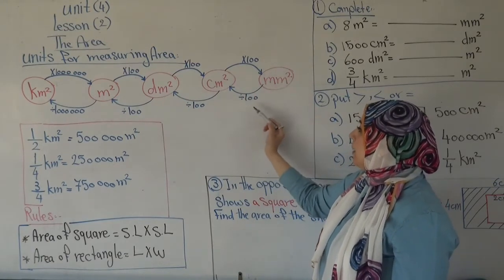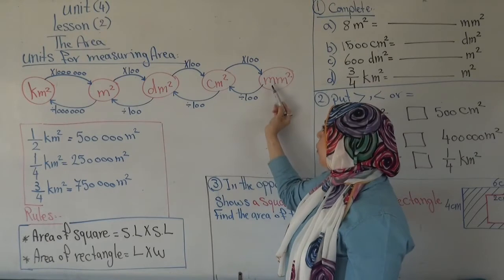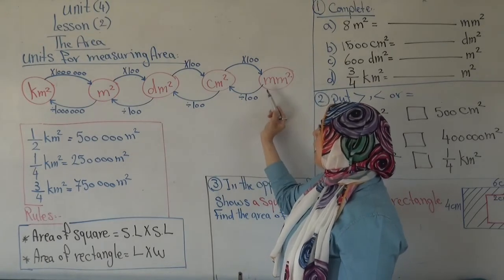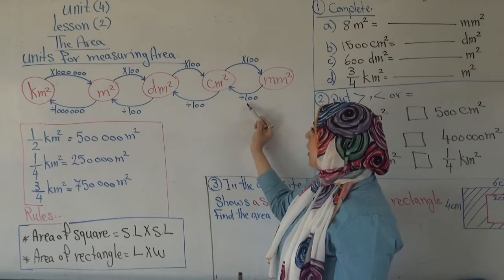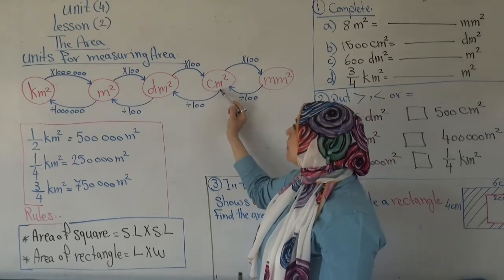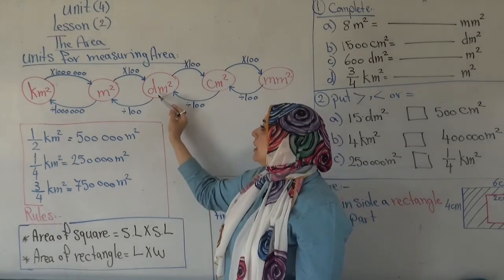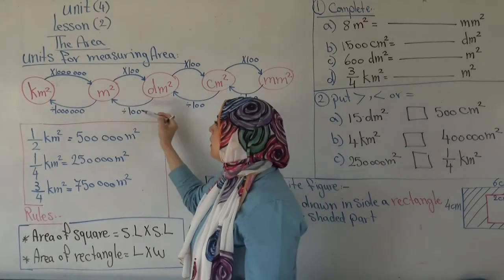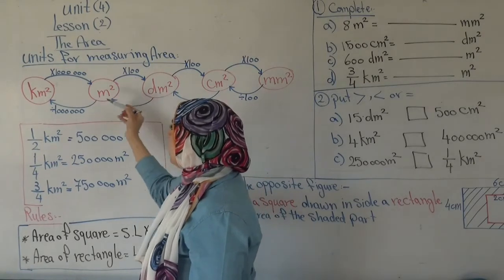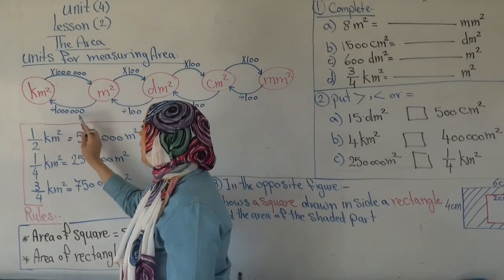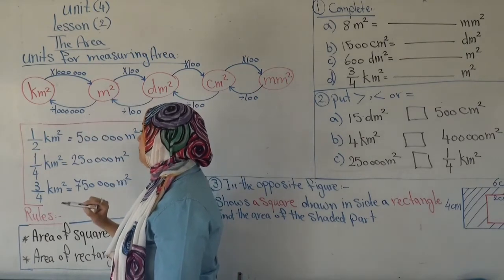After that, when I make it divide, from the smallest to the greatest: from millimeter square to centimeter square, divide 100. From centimeter square to decimeter square, divide 100. Decimeter square to meter square, divide 100. After that, the last one, from meter square to kilometer square, divide 1 million.